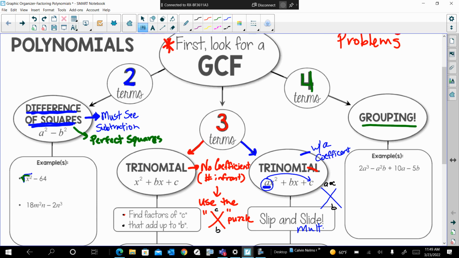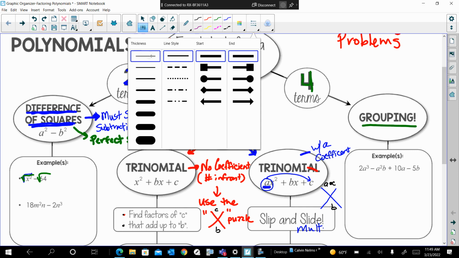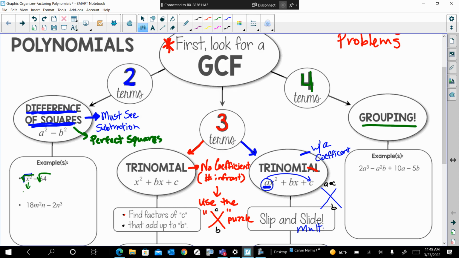So you take the square root of the first term, you take the square root of the second term. So the square root of x squared is just x. Okay? Anything with an exponent of 2 is a perfect square, or if it's an even exponent, then you can take the square root of that. You just divide it by 2. So the square root of x squared is x.